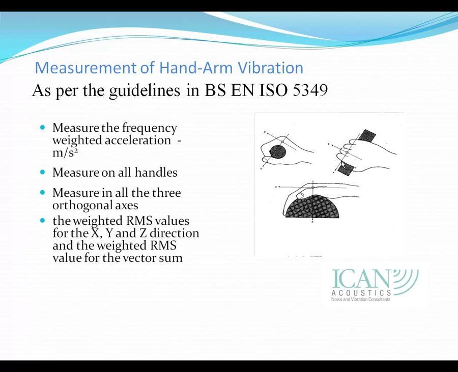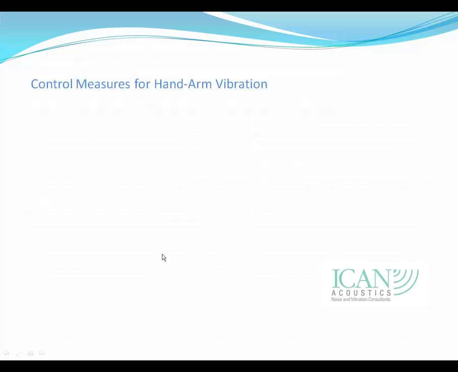Okay, and again, what happens then is you take those measurements on the three axes. The accelerometer that you use has to be able to measure on three separate axes, and then it takes that information and works out the vector sum of those three vibration levels, and that's how you determine your vibration level for the hand-arm assessment process.